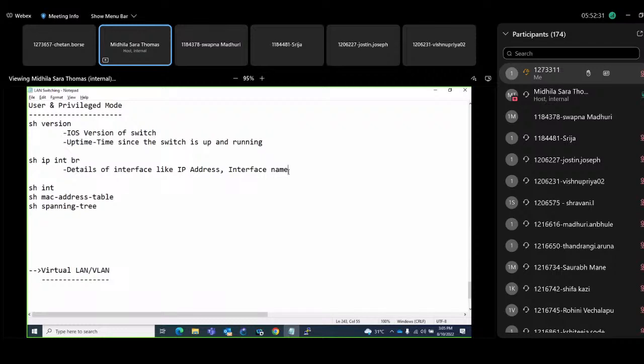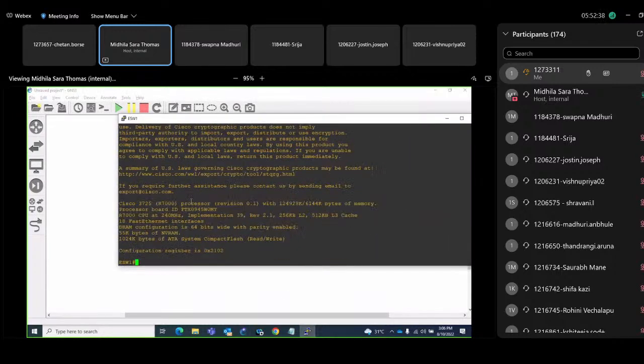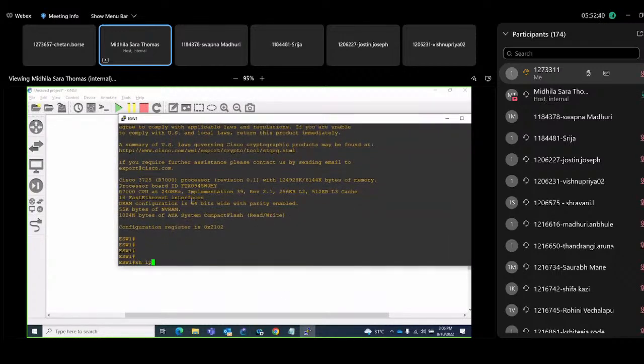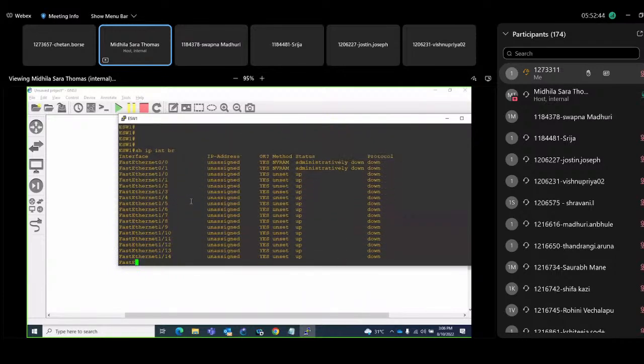Okay. Now, show IP interface brief. It shows details of interfaces. Now, wait, guys, an information for you. Let me give the command show IP interface brief. Guys, please listen, look at this. Don't you think it is different from what you see in a router?